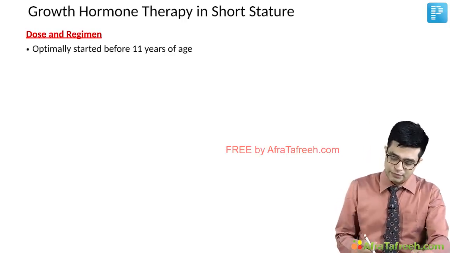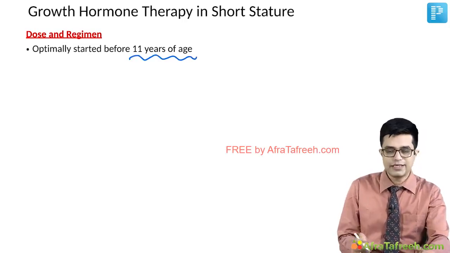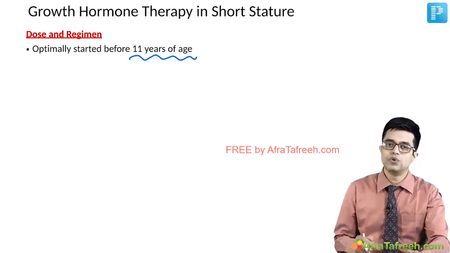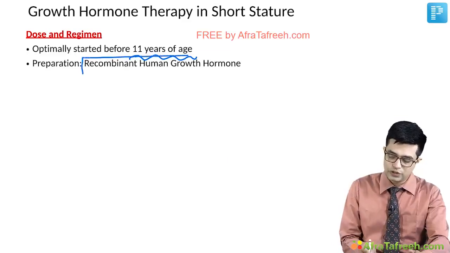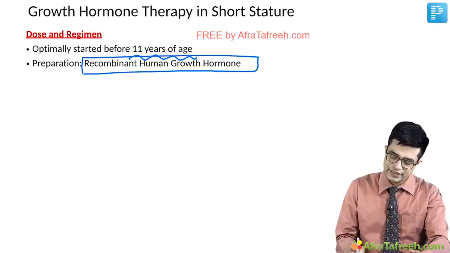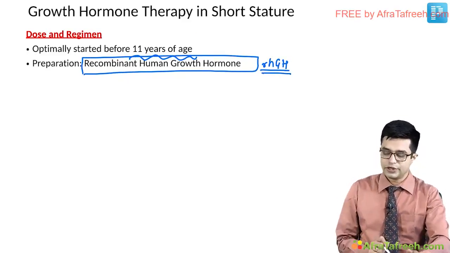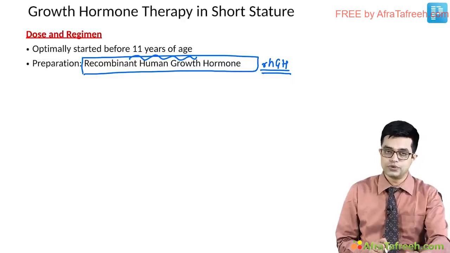Optimally, it should be started before 11 years of age. However, in certain scenarios, you can use it even in older children. The preparation used is recombinant human growth hormone. It is written as rhGH. This is how it is written in Nelson. So recombinant human growth hormone is used.